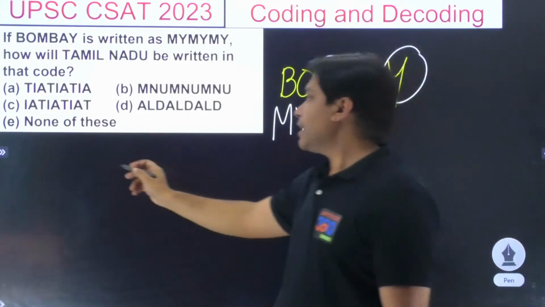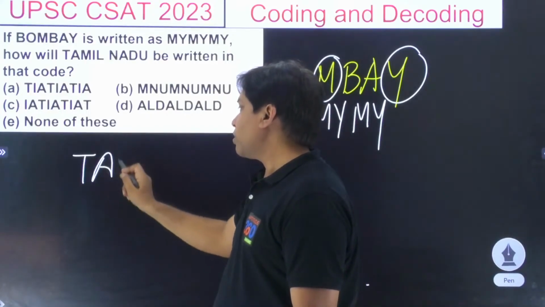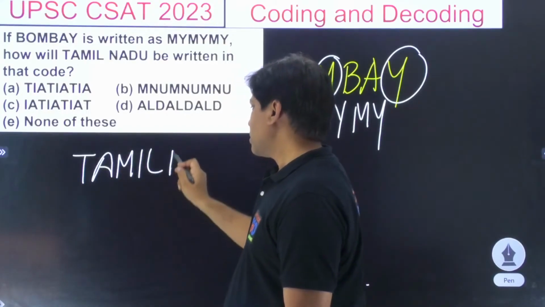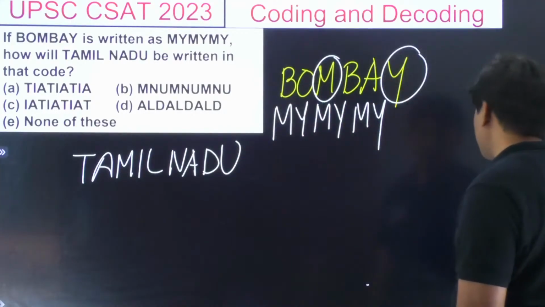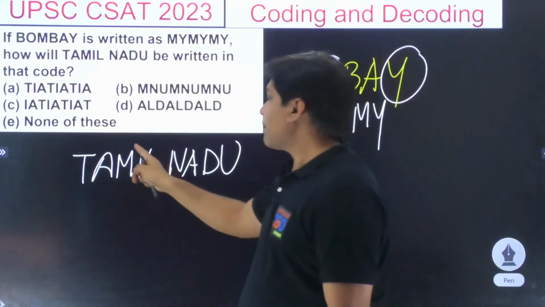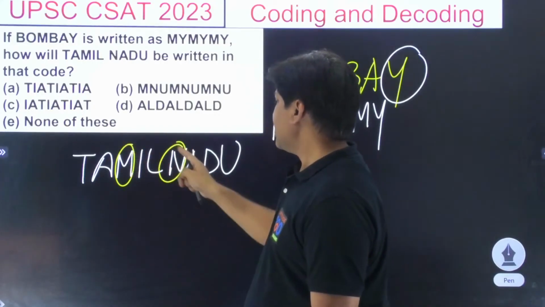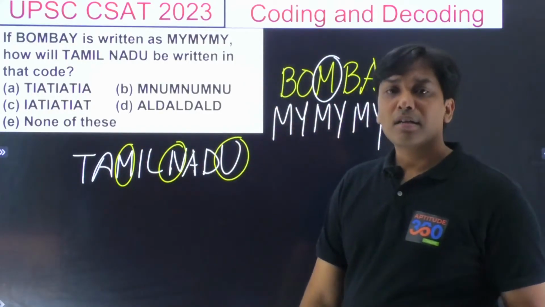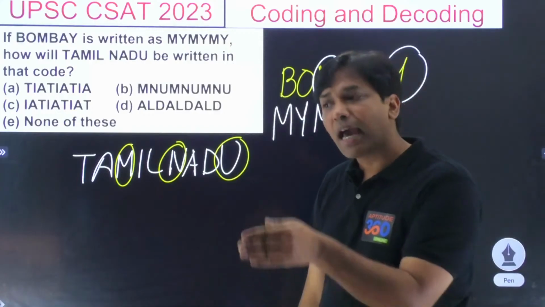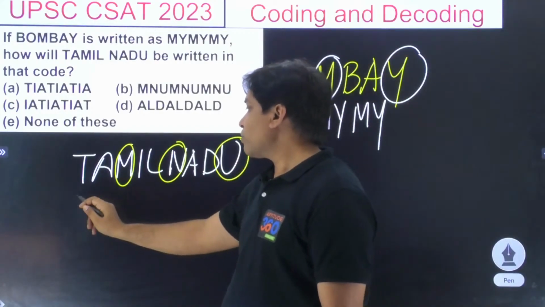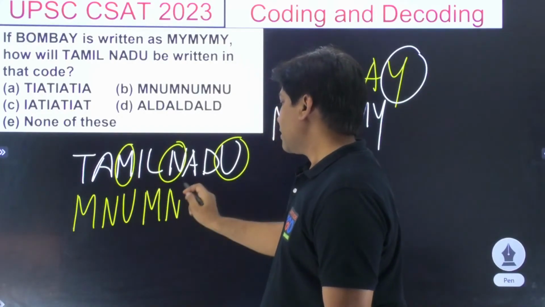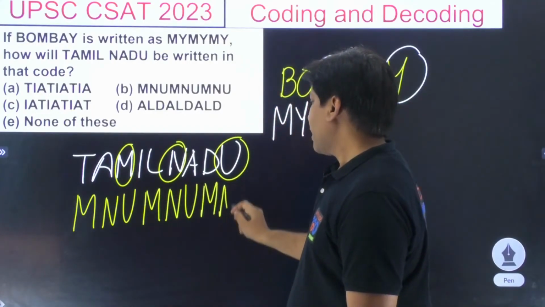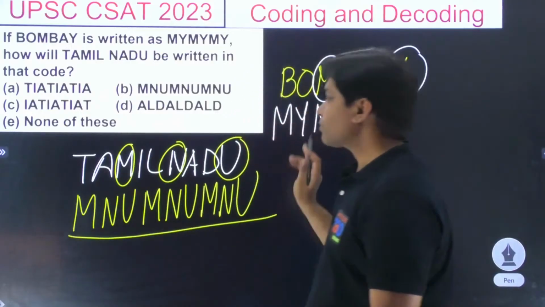So similarly, if I have Tamil Nadu, in the case of Tamil Nadu, it will have to be M, N, and then the third, sixth, and then the ninth. So it has to be M, N, U, M, N, U, M, N, U. That is it.